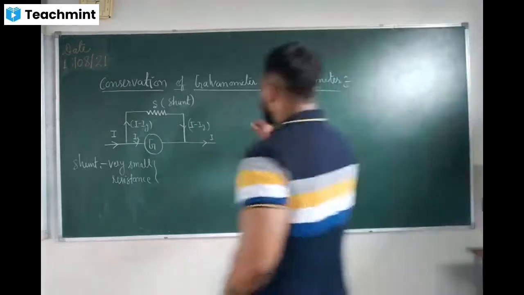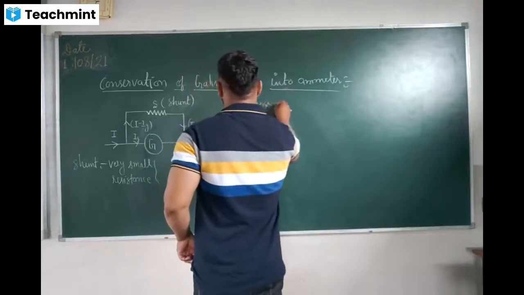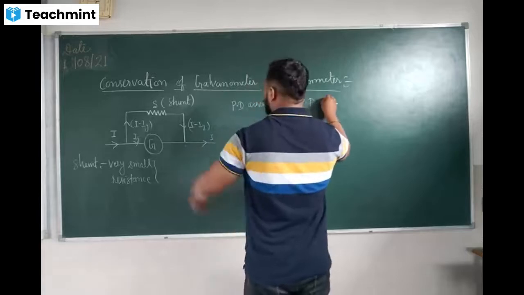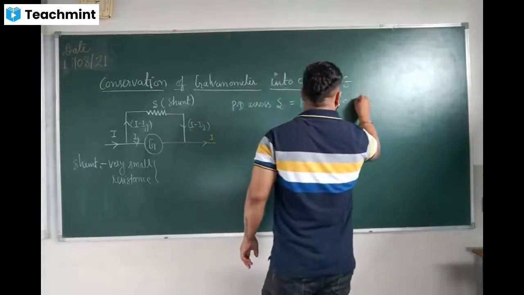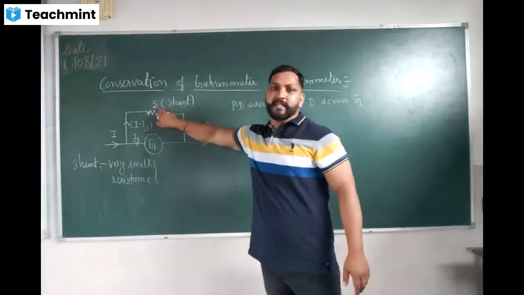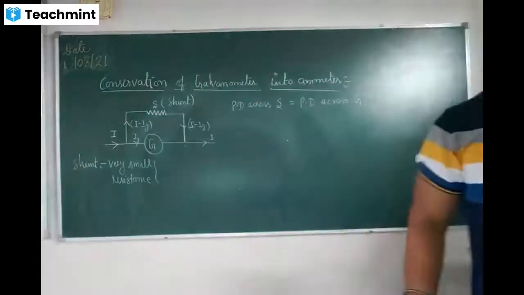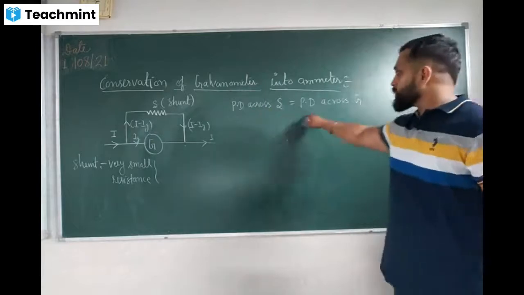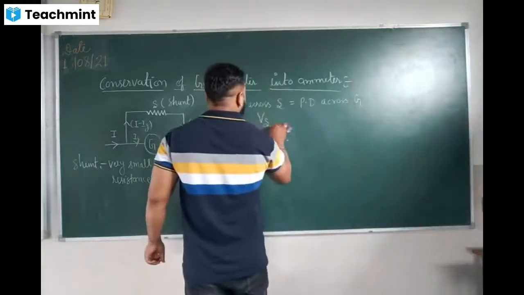So here we can say the potential difference across S is equal to the potential difference across G, because this shunt is also a resistance, G is also a resistance, and both resistances are in parallel. So the potential across S is always equal to the potential across G. Or you can write it as Vs is equal to Vg.